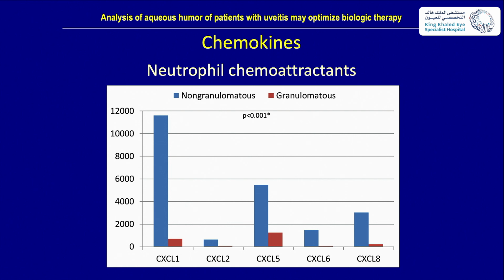Another one that I think I discussed in the VKH lecture, CXCL13, which is a marker for activation of B lymphocytes. That was a biomarker only for VKH. And that's why currently we treat resistant VKH with B cell depleting treatment with rituximab.